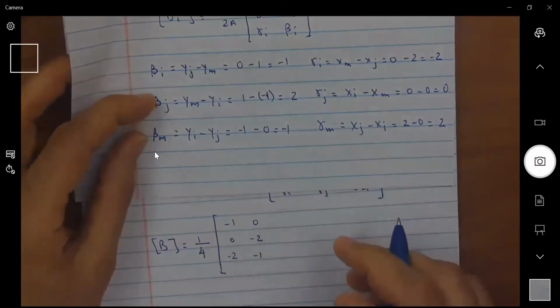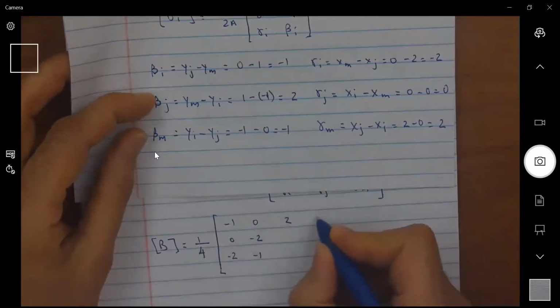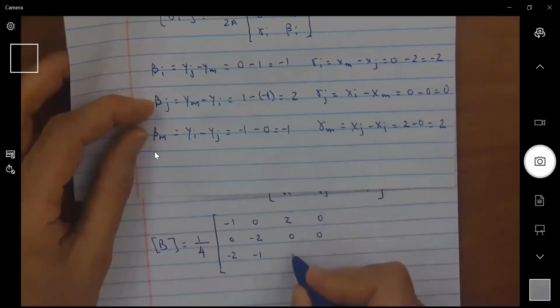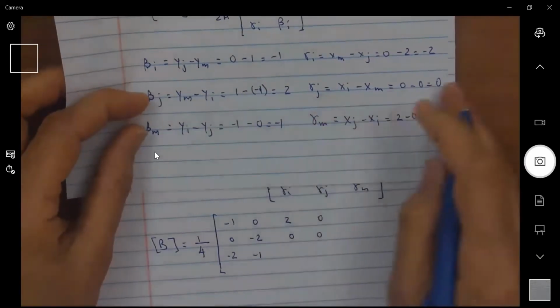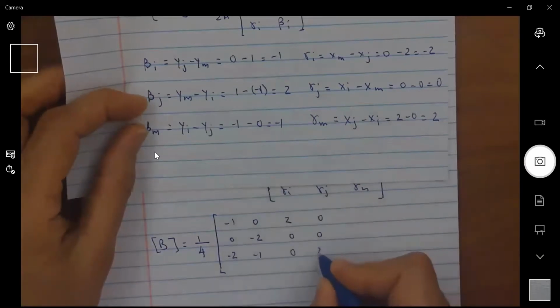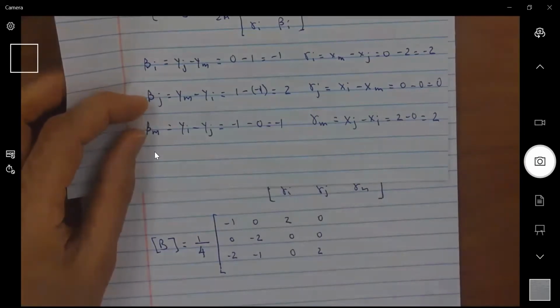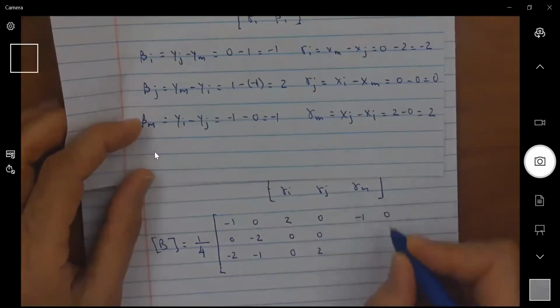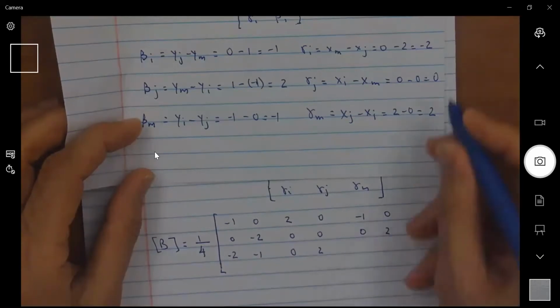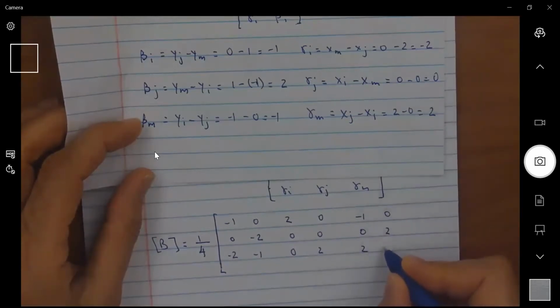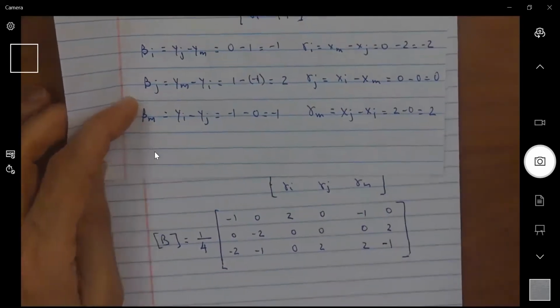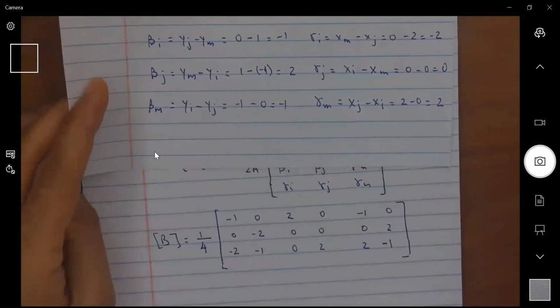So I have here for the J, I'm going to have a 2 and a 0 and a 0 and a 0. And then I have gamma J, which is a 0, and beta J, which is a 2. Then we're going to go to beta M and a 0, 0 and gamma M, which is 2. Then I have a gamma M and a beta M. So this is my B matrix.